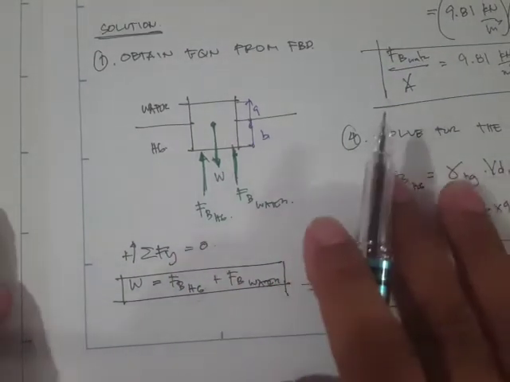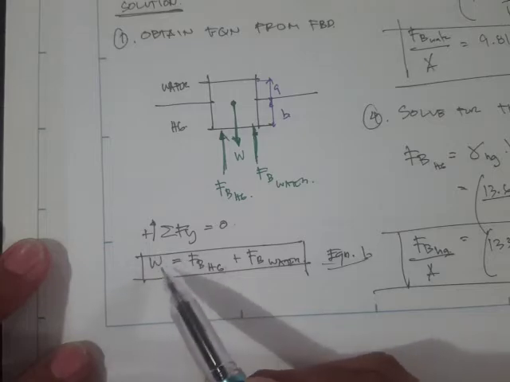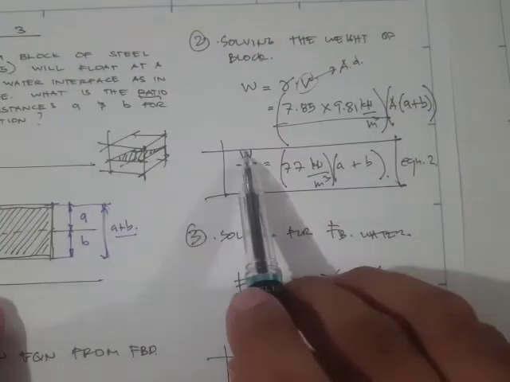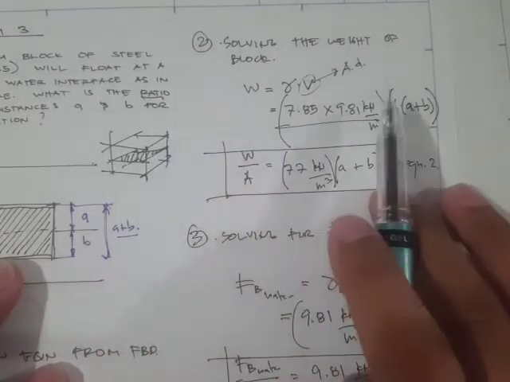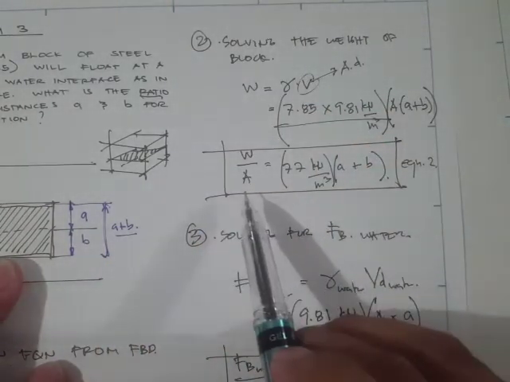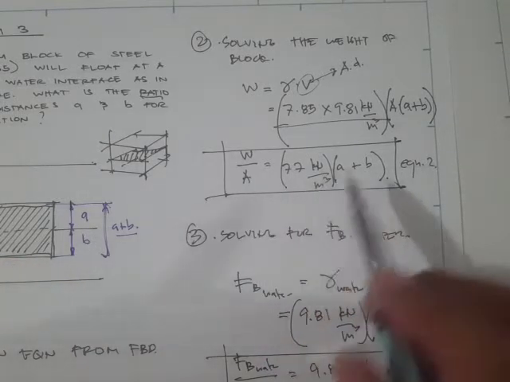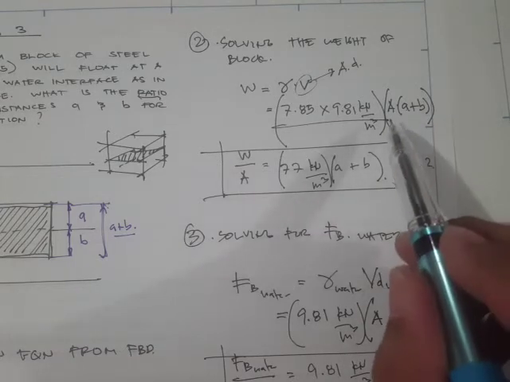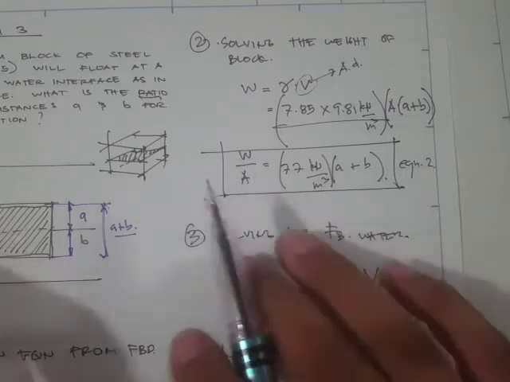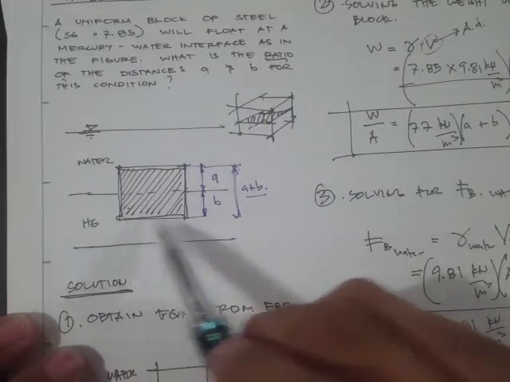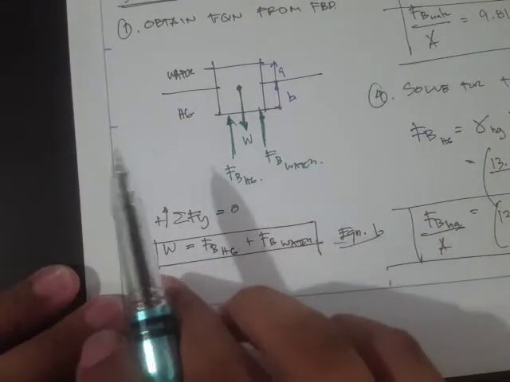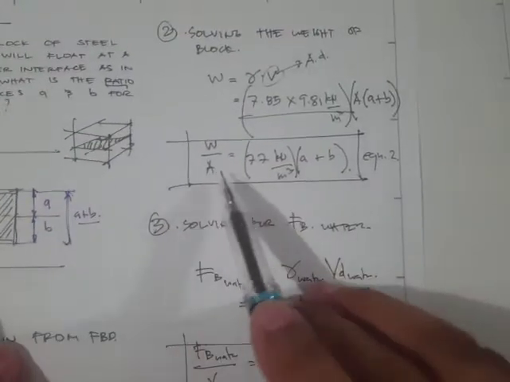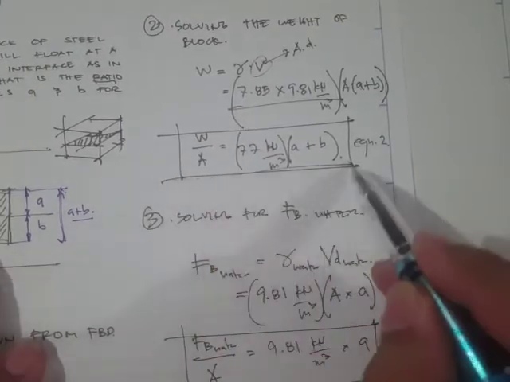After this, we solved individually the magnitude of the weight. The weight is simply the unit weight times the volume, and then we substitute the values, except that our unknown here is the depth, that's A plus B. So we use the weight per unit area because the area is the same in the weight term and the same in the buoyant force term. So we just express this weight in terms of per unit area. This is our equation 2.